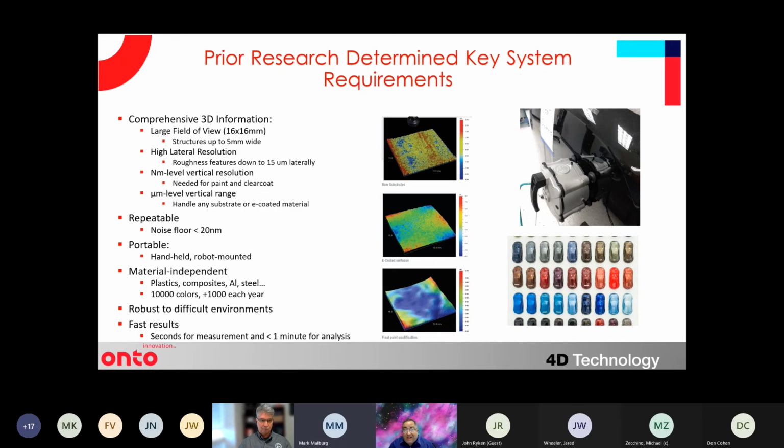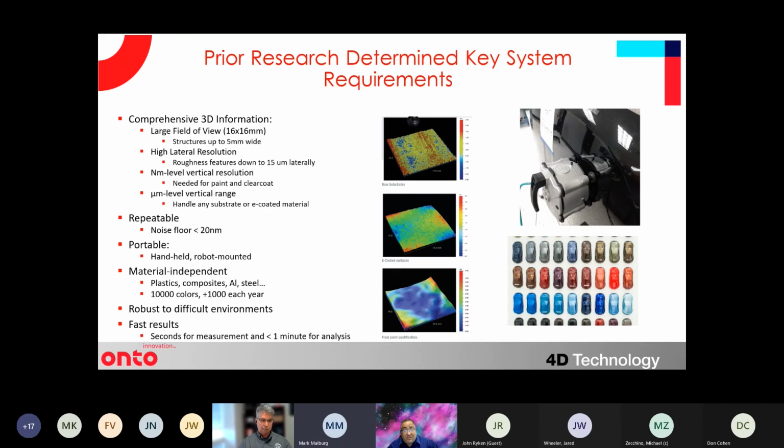Concurrently, you need very high lateral resolution because in terms of haziness and dullness, your eye is sensitive down to very small wavelengths. So you need 15 micron-ish lateral sampling. Paint is very smooth, so you need nanometer level vertical resolution to look at the final paint and clear coat. But then the initial substrates are quite rough, sometimes over 2 microns Ra, and they're curved. So you need high vertical ranges and the ability to measure rough things.